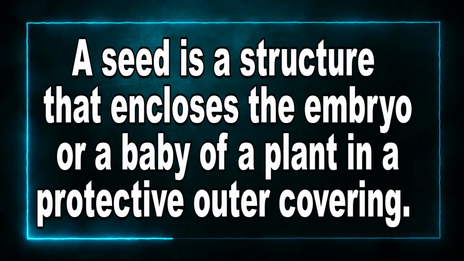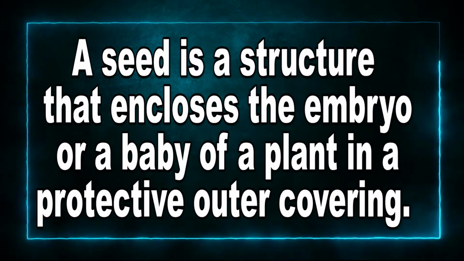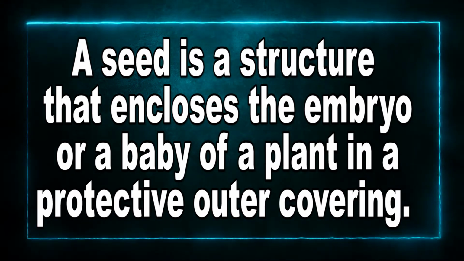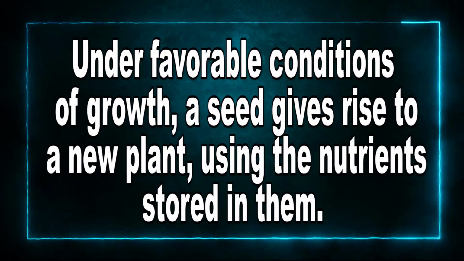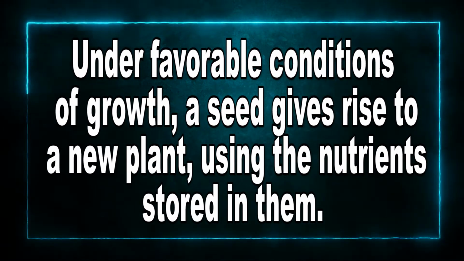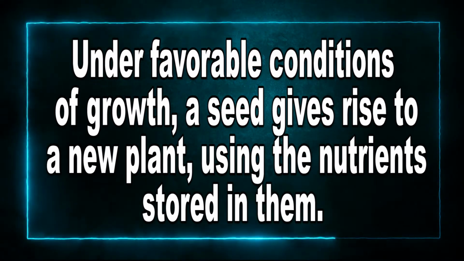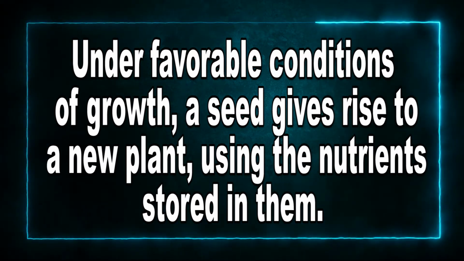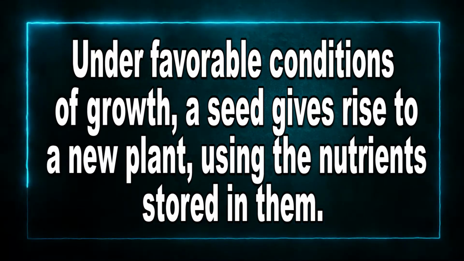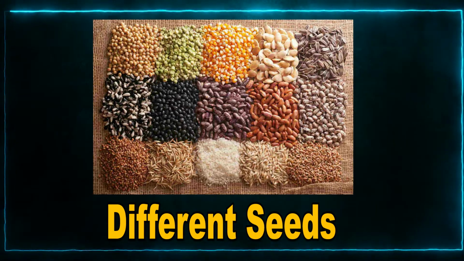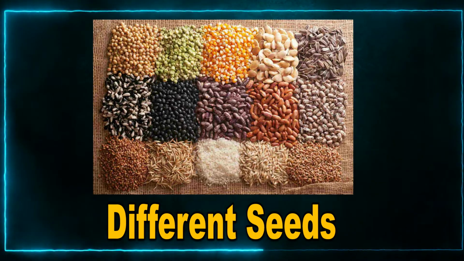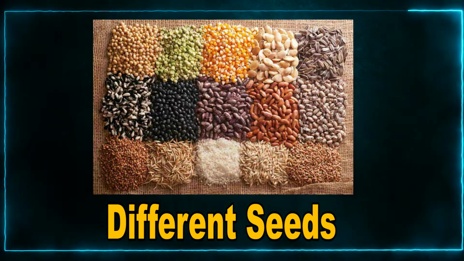A seed is a structure that encloses the embryo, or the baby, of a plant in a protective outer covering. Under favorable conditions of growth, a seed gives rise to a new plant using the nutrients stored in it. Different seeds have different sizes, shapes, and colors that participate in the reproduction of flowering plants.